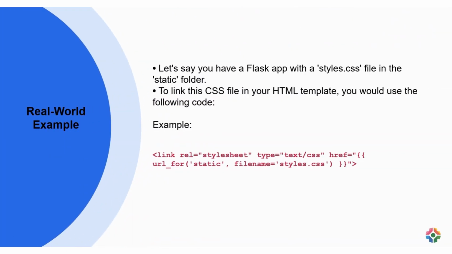To link a CSS file in a Flask app's HTML template, use the following code: <link rel="stylesheet" type="text/css" href="{{ url_for('static', filename='styles.css') }}">. By including this code in the head section of your HTML file, the styles.css file from the static folder will be linked to your Flask app, allowing you to apply styling to your web pages. This mechanism ensures that the CSS file is properly served by Flask, maintaining the correct paths.